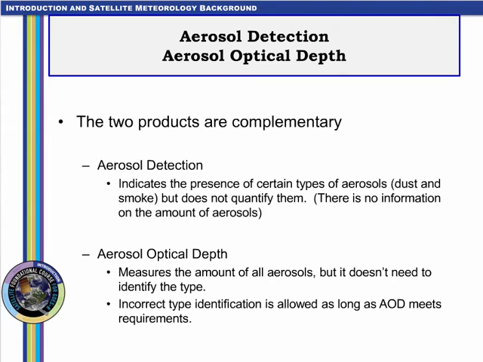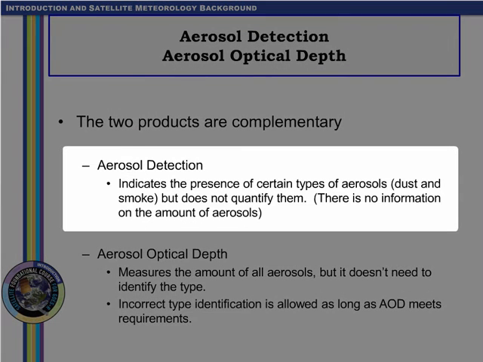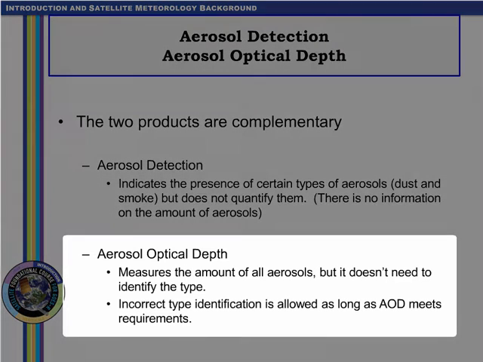The two aerosol products complement each other in some ways. Aerosol detection doesn't tell you anything about the amount of aerosols, for example. It simply tells you that certain types, like dust or smoke, are present. Aerosol optical depth is a measure of the amount of all aerosols, but it says nothing about the type.